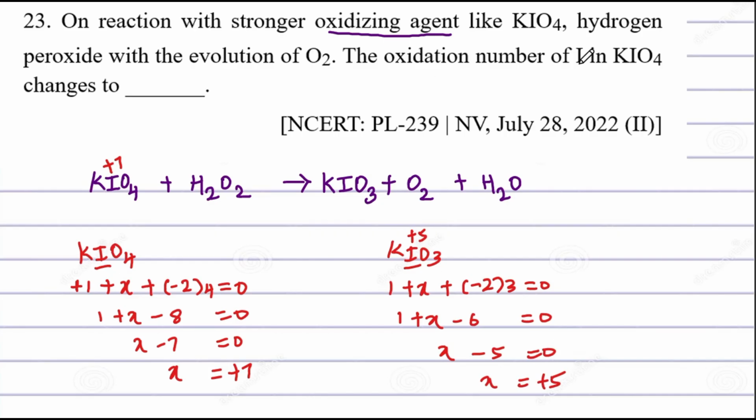So the oxidation number of iodine in KIO4 is +7. So the oxidation number of iodine in KIO4 changes to dash. It changes to +5. So the answer is +5.